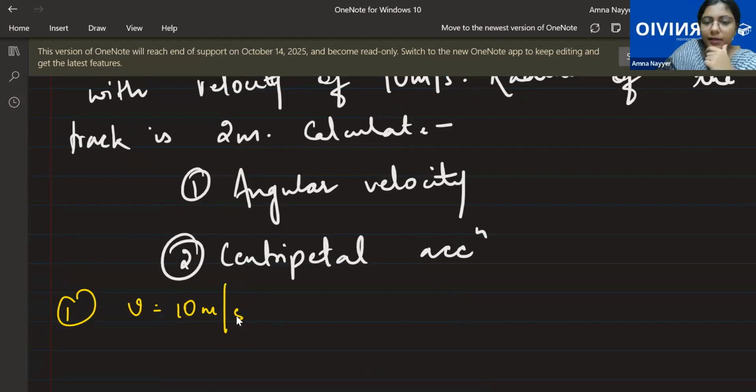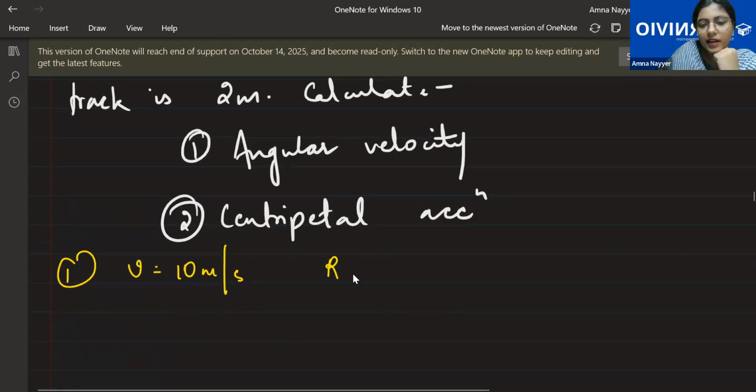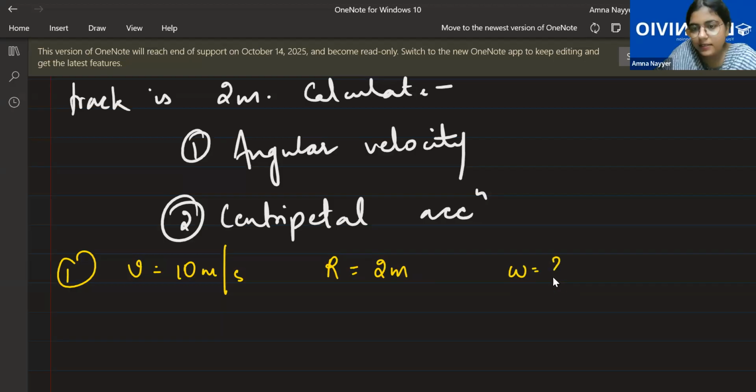Velocity is given as 10 meter per second. Next it says that radius of the track is given as 2 meter. Now we did a relationship between all these three. What was the formula which can connect all the three of them? V, R, omega. There was one formula which we did.